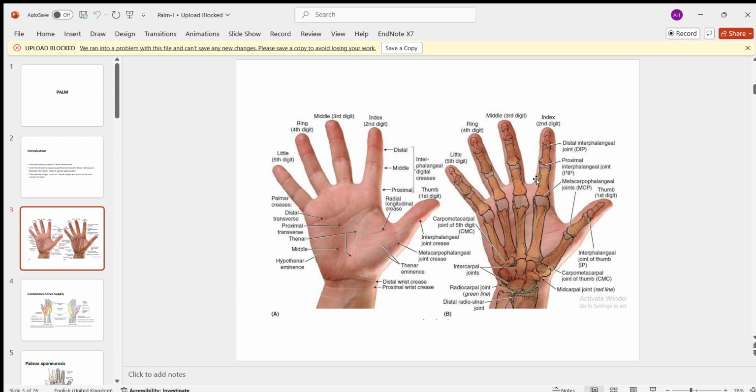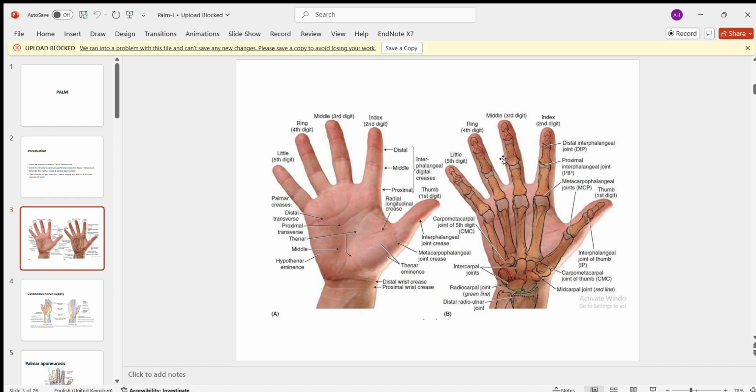Now, talking about the digits, the bones of the digits are called phalanges. The thumb has 2 phalanges, the proximal phalanx and the distal phalanx, and the remaining 4 digits have 3 phalanges each. Each digit has a proximal phalanx, a middle phalanx, and a distal phalanx.